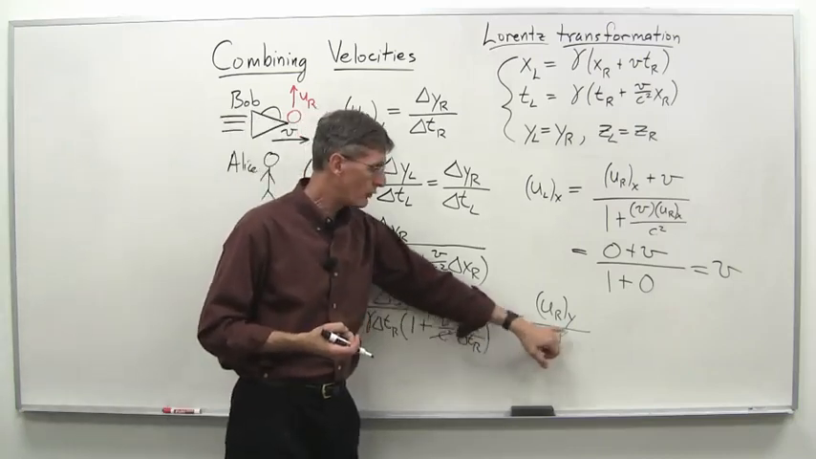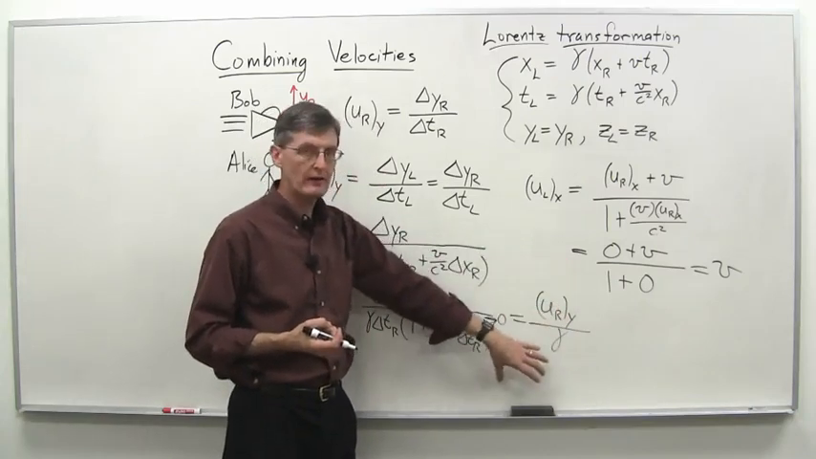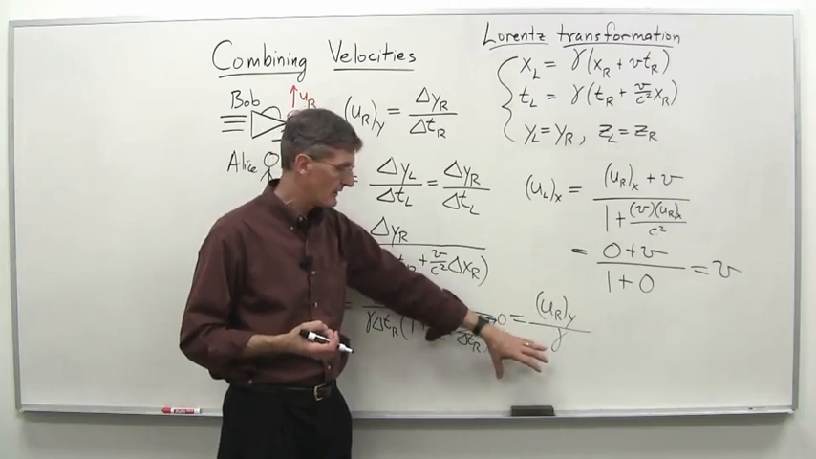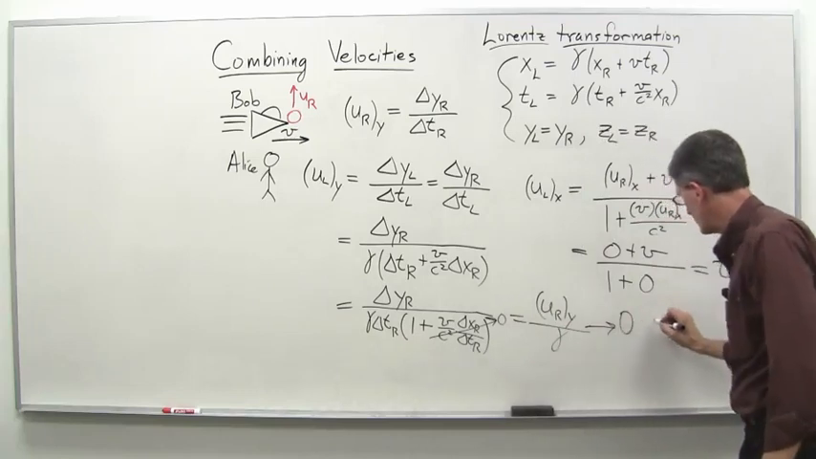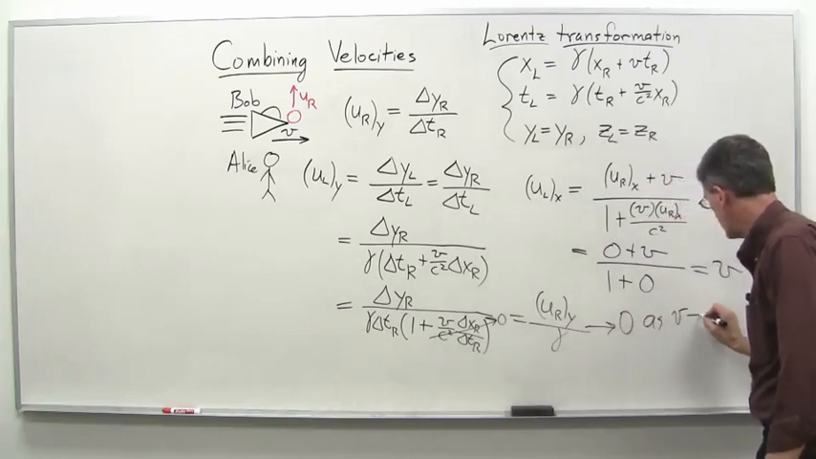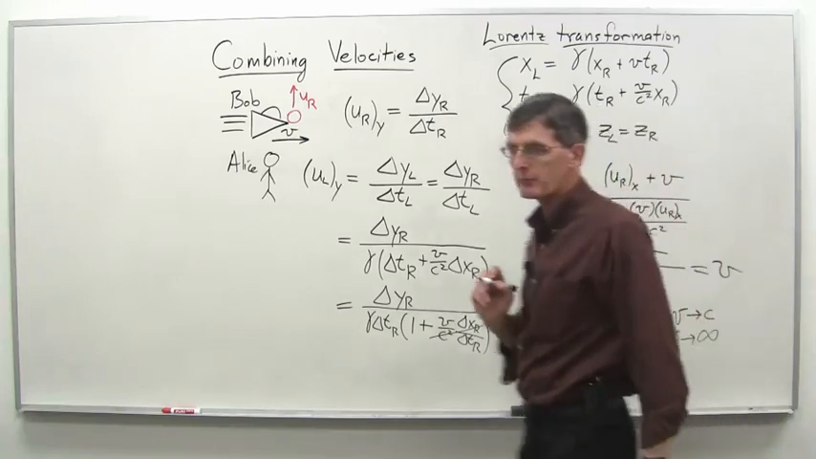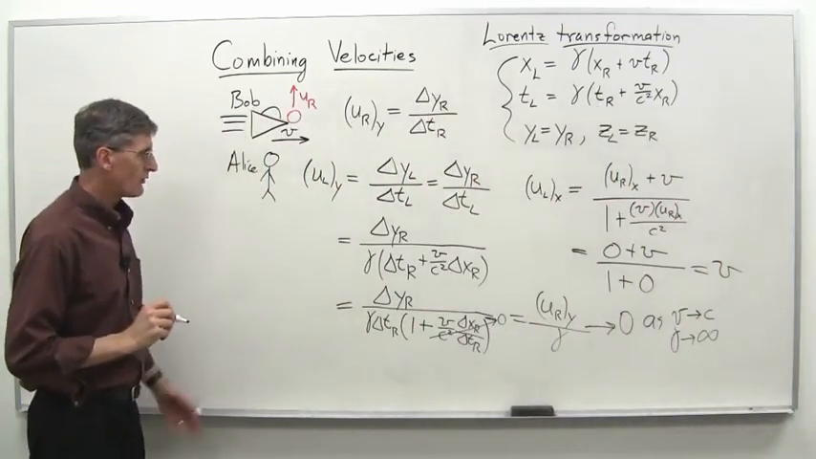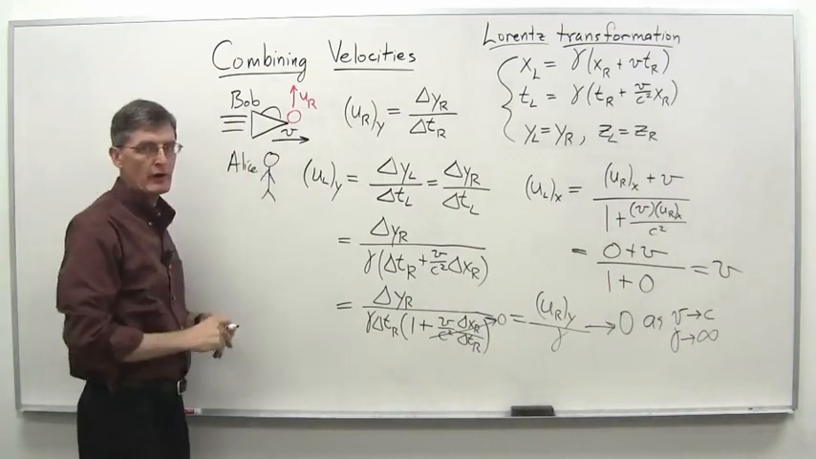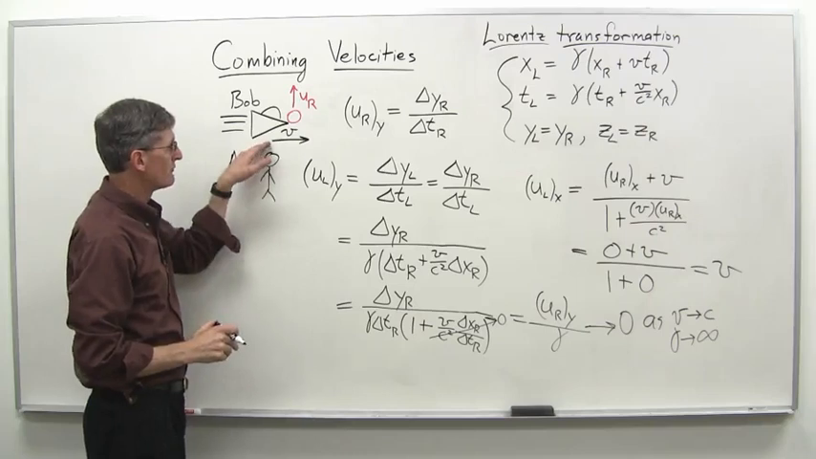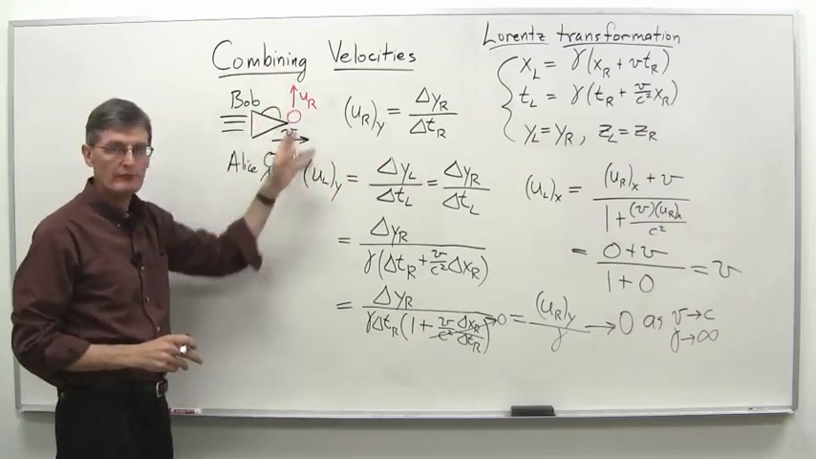And therefore, this whole thing, no matter how big this velocity is, is something divided by a very, very big number. This goes to 0. So this approaches 0 as v approaches c, or gamma, another way to say it, approaches infinity. That's very interesting, because what that's saying is no matter how fast Bob shoots up his escape pod, if his relative velocity is close to the speed of light, Alice sees almost no upward velocity at all.